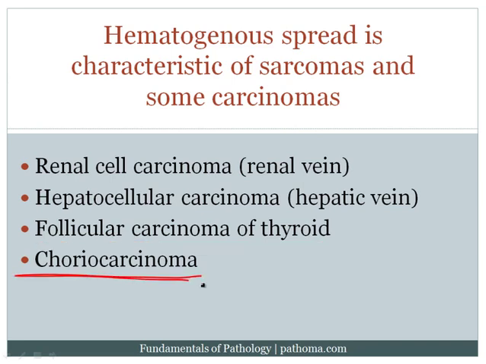Choriocarcinoma is really easy to remember because what is choriocarcinoma? Choriocarcinoma is a malignancy of placental tissue, in particular the cells that line the villi of the placenta, and those cells are called trophoblasts. So choriocarcinoma is a malignancy of trophoblasts. And guess what trophoblasts are designed to do by their nature? They're designed to find a blood vessel and invade into blood vessels. In fact, that's the job of the placenta. So I don't think it's too hard to remember that choriocarcinoma is going to go into the blood and spread hematogenously, because that's sort of what those cells are programmed to do to begin with.